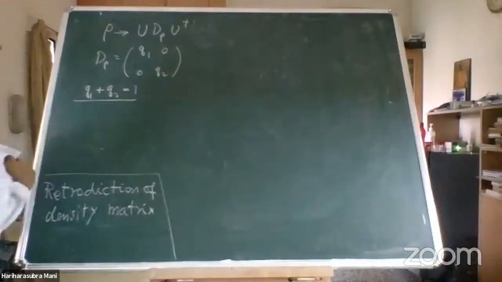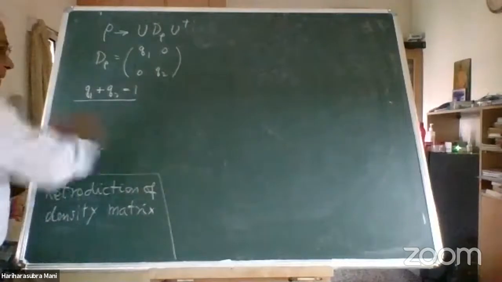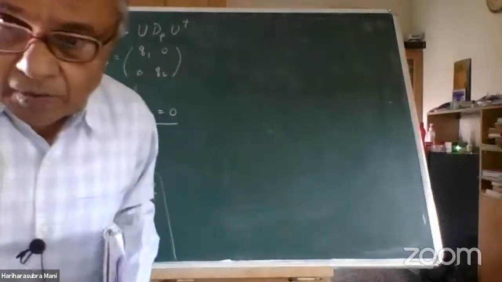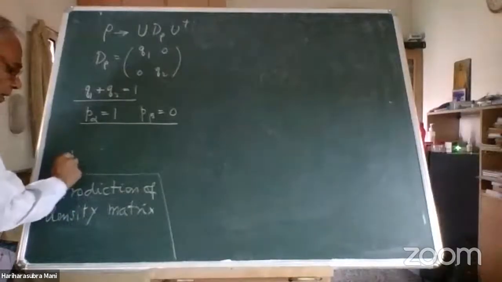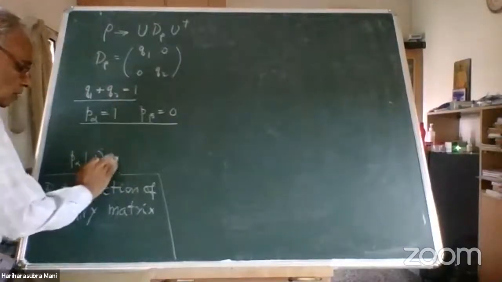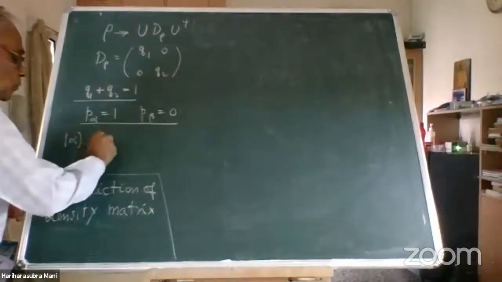Let me go back and do the experiment again. Suppose the experimentalist says he is perfect, so his P alpha is 1 and P beta is 0. Okay, I will explain again. The original state I had was P alpha, alpha, alpha. This is the state he prepared. Alpha was prepared with probability.